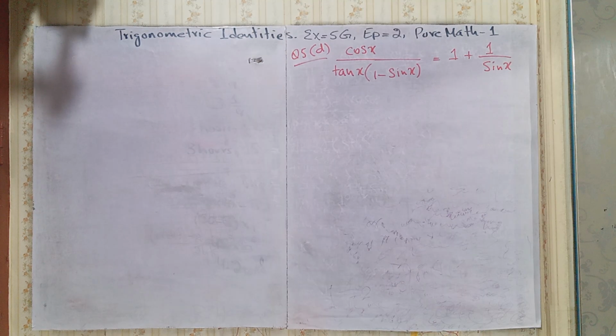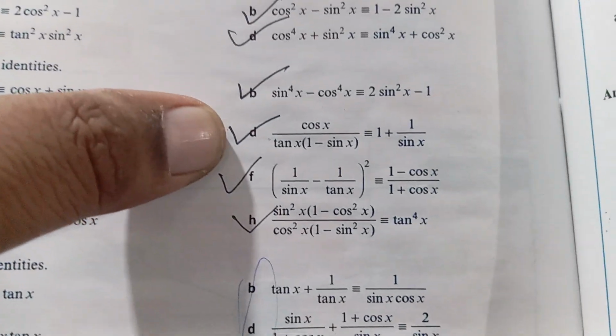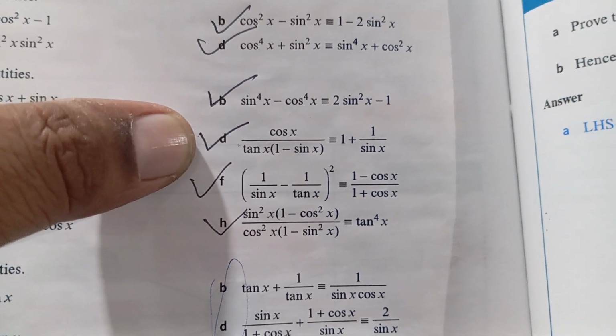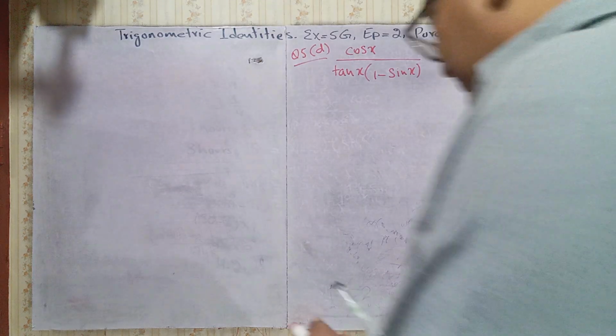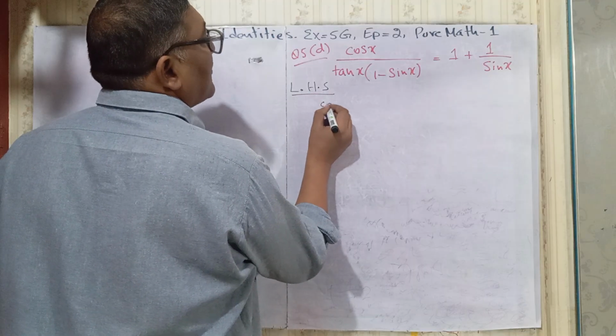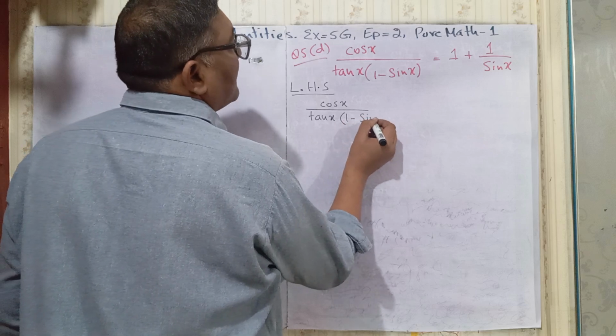Now we are on question number 5, D part. Let me show you the question. Cos x divided by tan x (1 − sin x) equals 1 + 1/sin x. We have to prove this. As usual, we will consider the left hand side: cos x divided by tan x (1 − sin x).